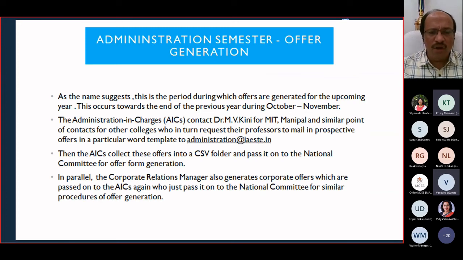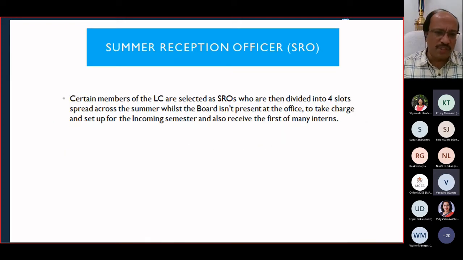So these are the different kinds of work they do. There is what they call the administration semester. During this semester, they generate offers. Whatever offers or employment opportunities there are in MAHE Manipal, they have to collect them, put them in a proper format, and make them ready for exchange. So that semester, usually they call it the administration semester.